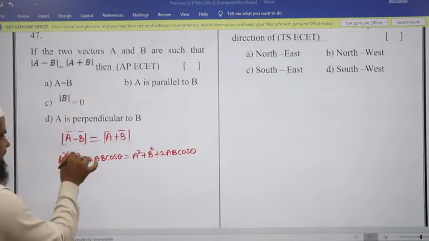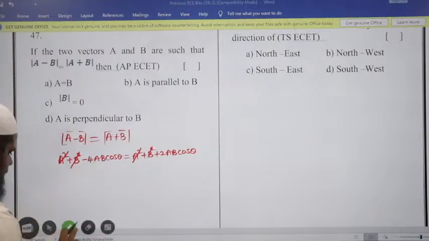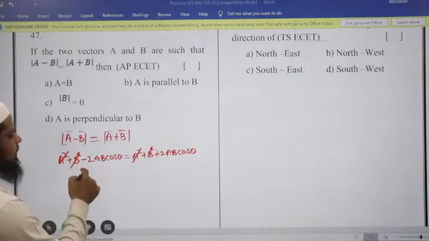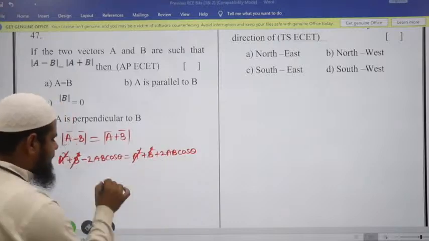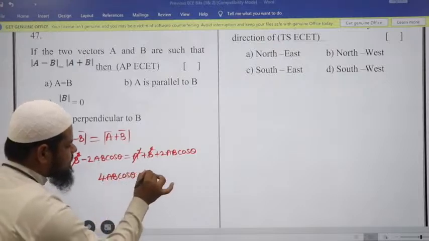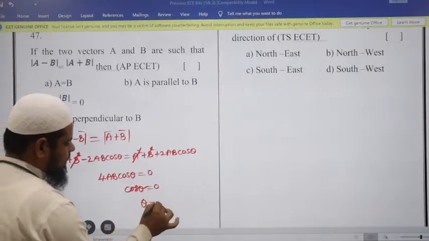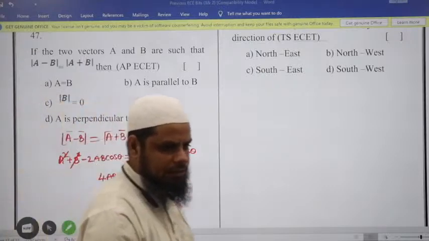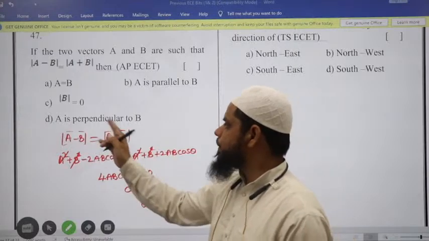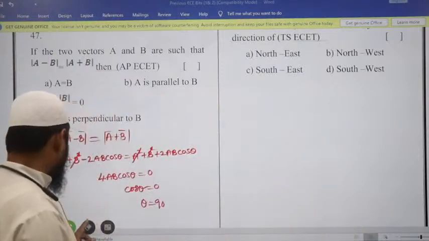Then on both sides a square, b square gets cancelled. 2ab cos theta. So 2ab minus 2ab becomes 4ab. 4ab cos theta is equal to 0. It means cos theta is equal to 0. Then theta is equal to 90. Is that clear? Fine. So A and B are perpendicular, A is perpendicular to B. We can say that. Is that fine? Yes. Let's move on to the next problem.